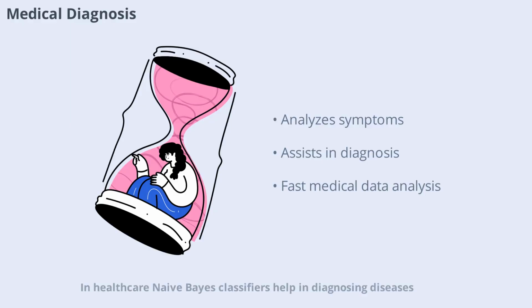In healthcare, naive Bayes classifiers help in diagnosing diseases by analyzing patient symptoms and medical history. The algorithm calculates the probability of different diseases based on the presence or absence of symptoms, assisting doctors in making informed decisions. Its speed and simplicity make it a valuable tool in medical data analysis.